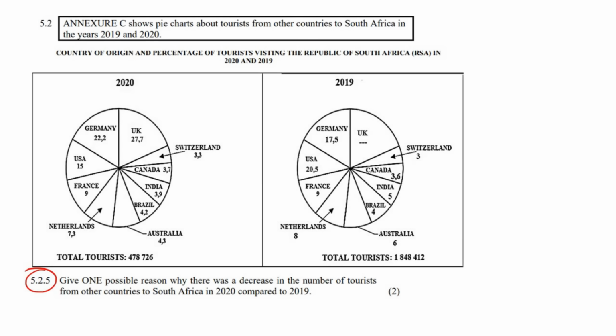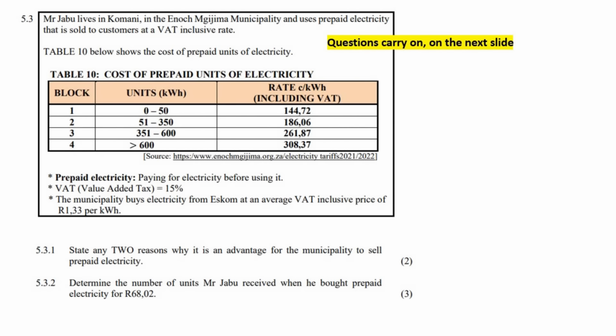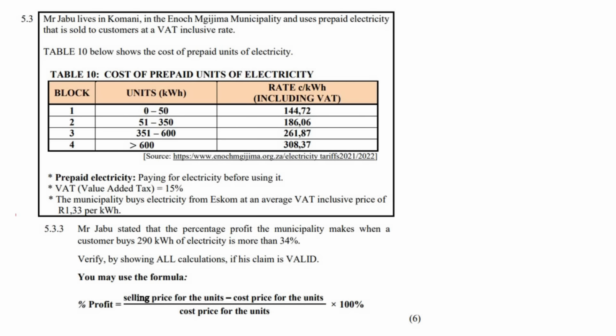And then this question says, give one possible reason why there was a decrease in the number of tourists from other countries in 2020 compared to 2019. Well, this is obviously due to COVID restrictions, okay? So in the year 2020, that's when COVID hit us. So because of that, there would be less tourists. So we could just say COVID-19. This question will carry on to the next page. So we've got 2 questions over here, and then on the next page, we have a question over there.